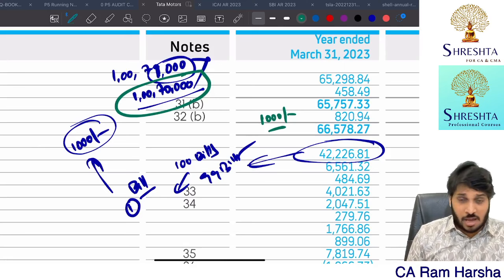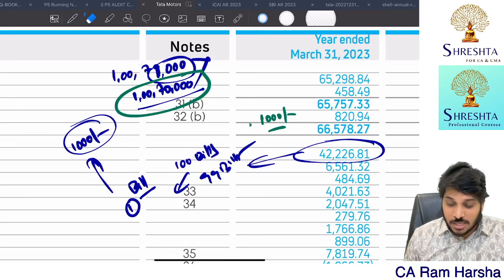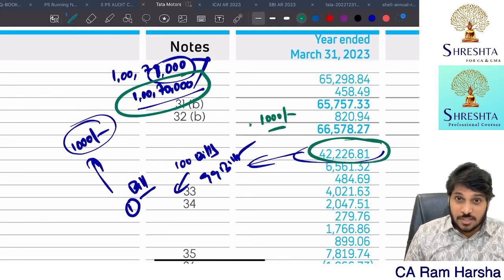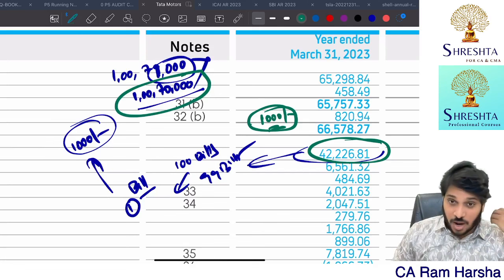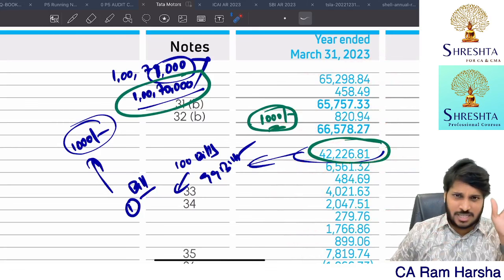Maybe there you may feel, 1,000 rupees is big amount, sir. Now, I will ask you this question. In the entire 42,000 crore, when you verify samples, out of this 42,000 crore, will you bother about this 1,000 rupees mistake? Obviously not. Can I say, dear shareholders, the profit and loss, everything else is fine, except this 1,000 rupees?